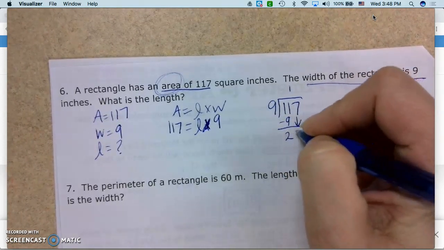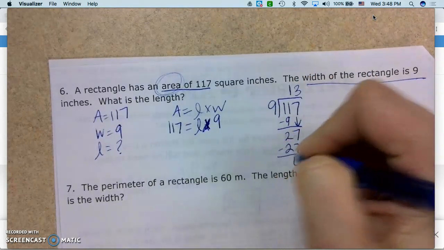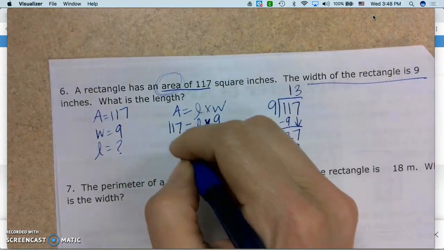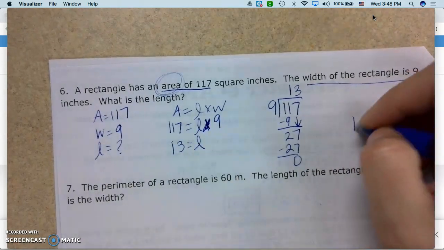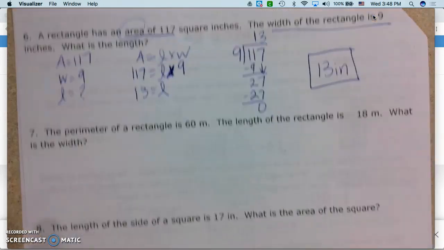2 is smaller than 9, so bring down your 7, goes in there 3 times. So that tells me that my length is equal to 13, and it would be inches. Only area is squared, length would not be squared.